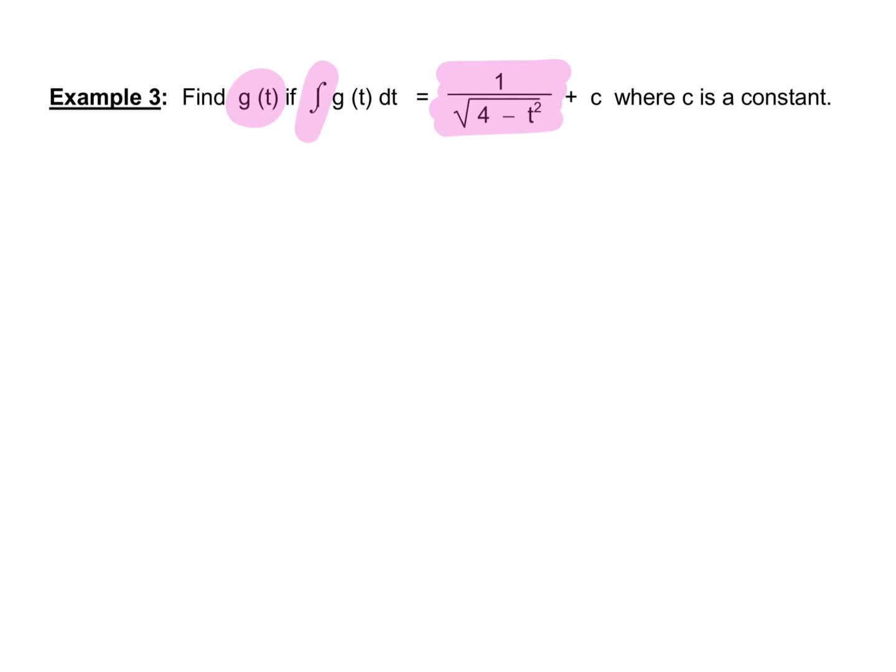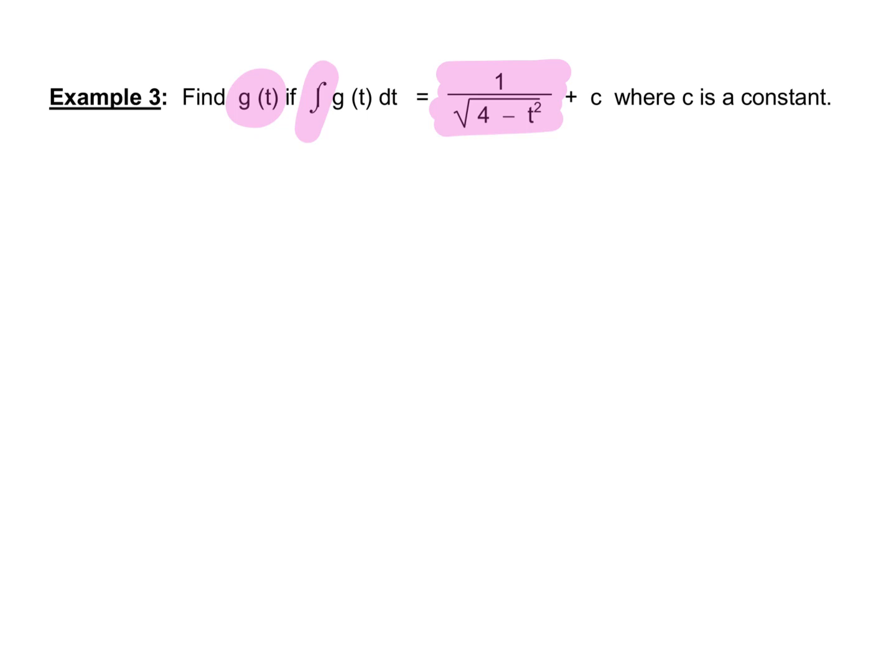Previously, when you were given the derivative, you would integrate that to get the original equation. Now you are given the value of the integral. The integration of g(t) dt is equal to this. This is the result from integration. So in order to get the value of g(t), we are going to use the idea of differentiation. Let's see what we can do for this example.